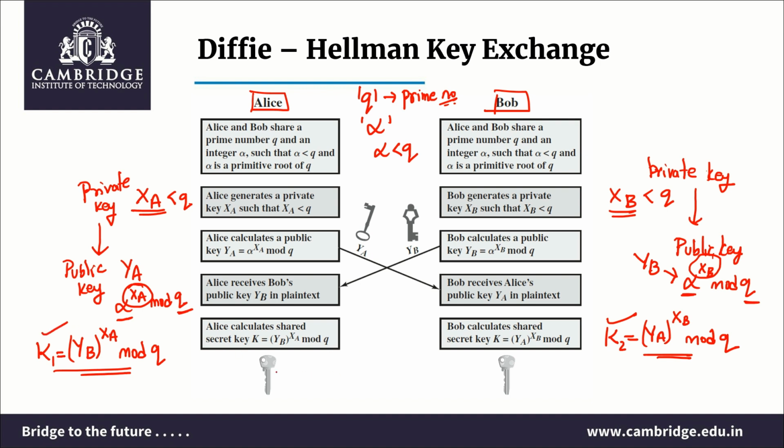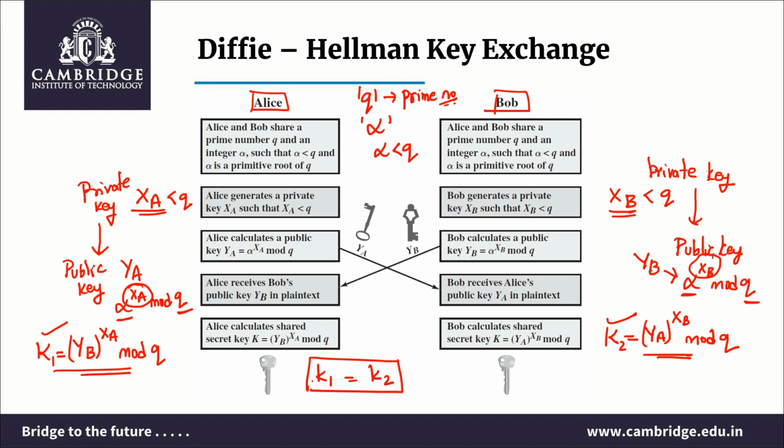As I told earlier, the secret value is shared, but it is not sent through the communication channel. What is sent through the communication channel? Only the public keys. See, this K1 and this K2 should be equal. How are they equal? That is what we are doing.